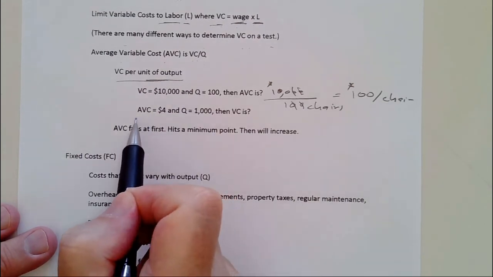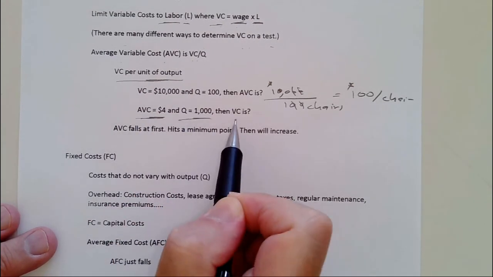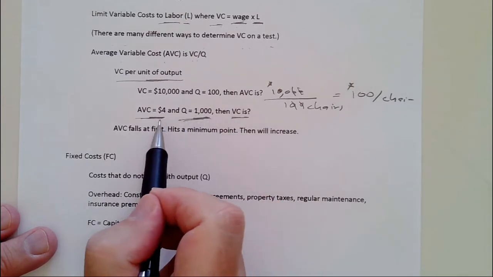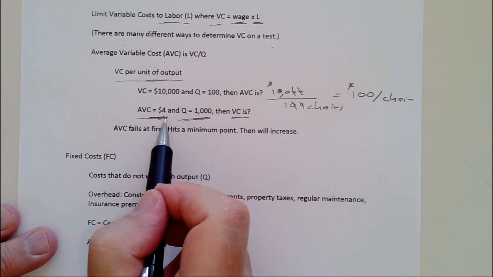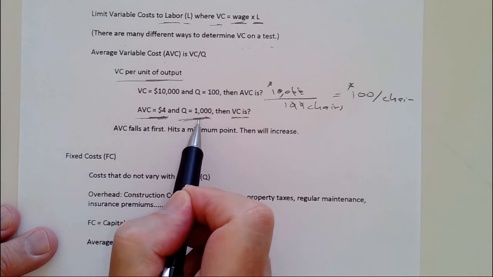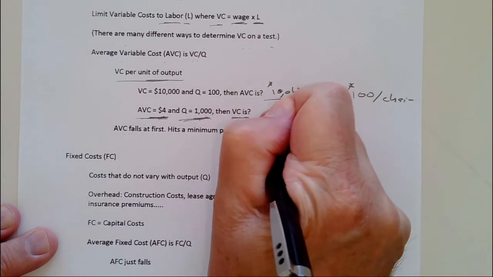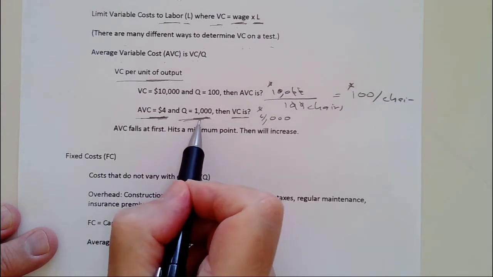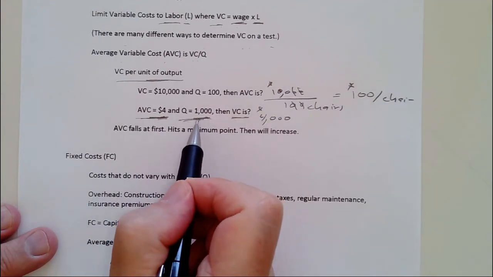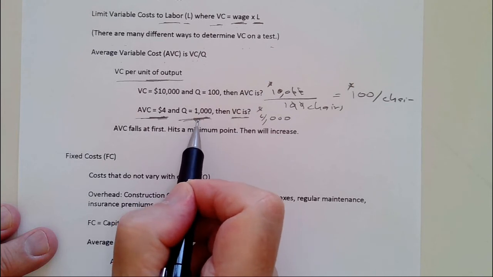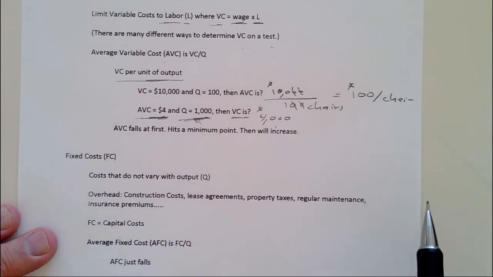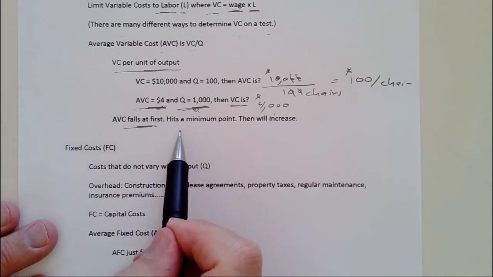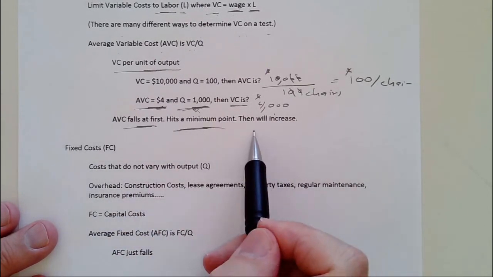Then if we know the average variable cost and the output, we can figure out what the variable cost is. Work backwards. So if we're making 1,000 units and each one costs us $4 on average, then your variable cost would be $4,000. On average, each of them costs $4 of variable cost, I have 1,000 of them, each one is $4, $4 times 1,000, $4,000. Average variable cost is going to fall at first, hit a minimum point, and then will increase as well.